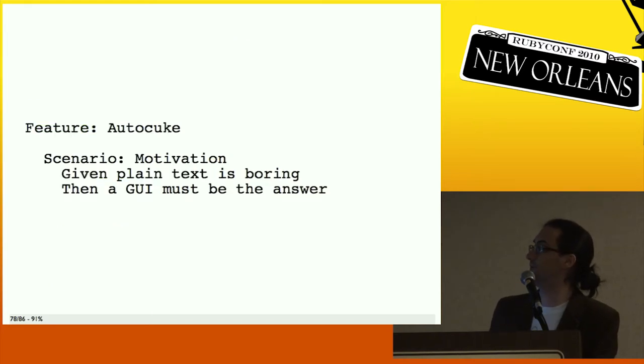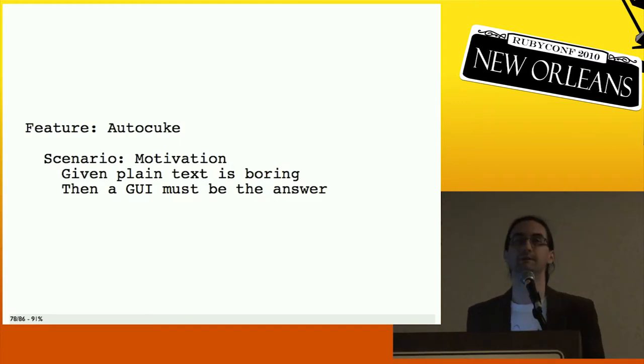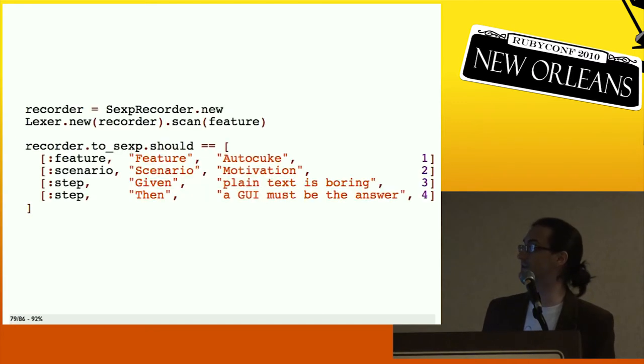So let's say we're going to test this feature, or lex this feature. Feature: autocue, scenario: motivation. Given plain text is boring, then a GUI must be the answer. What does this test look like? Let's say we save that bit of text into an instance variable. Make a new instance of the recorder, pass the recorder into a new version of the lexer, and scan the feature. Then when that's done, we say, okay, recorder.toSexP should equal this.